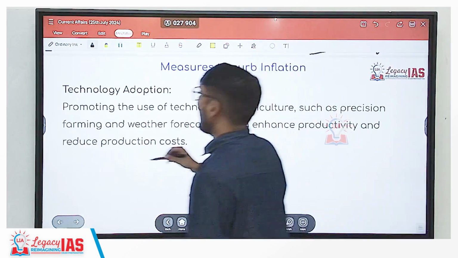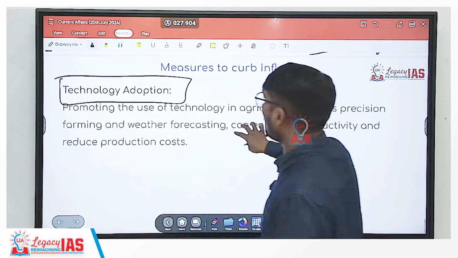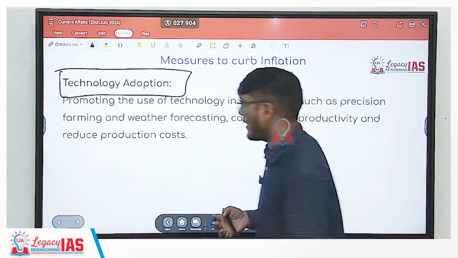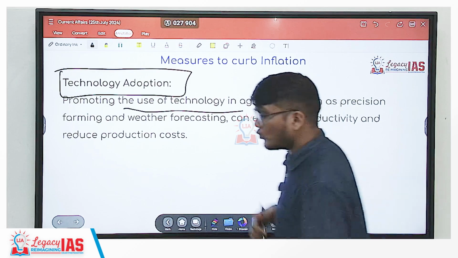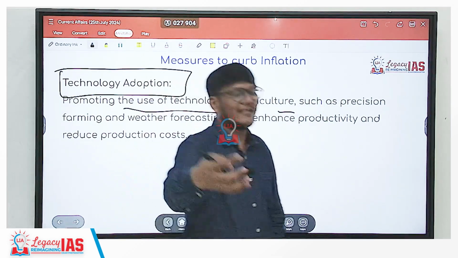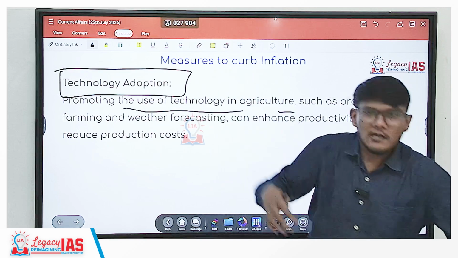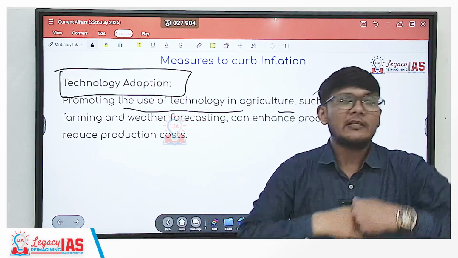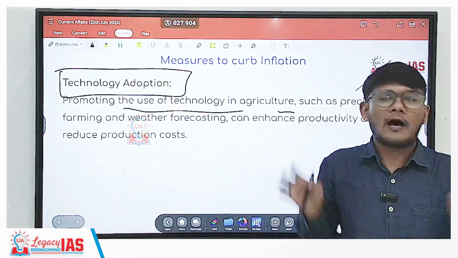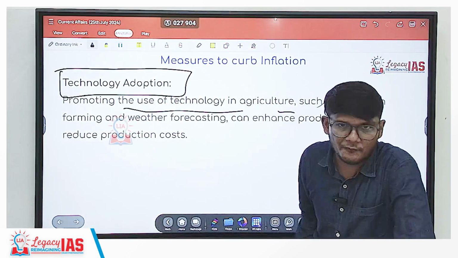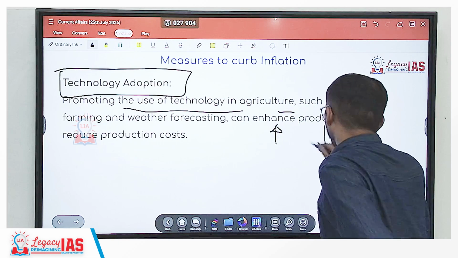And then you have technology adoption as well. Technology adoption of high yielding variety seeds and all is there. Apart from that, promoting the use of technology in agriculture so that more and more people utilize it. It is not just the development and advancement, but whatever technology is present, increasing the ambit or the net of the technology being used by the number of farmers or the area of agricultural field, that is also going to increase the production and lower the cost.